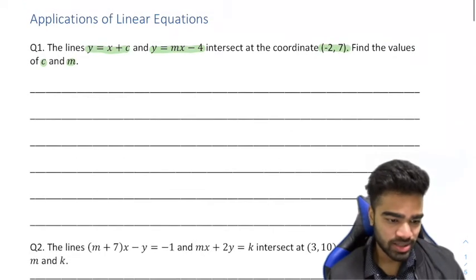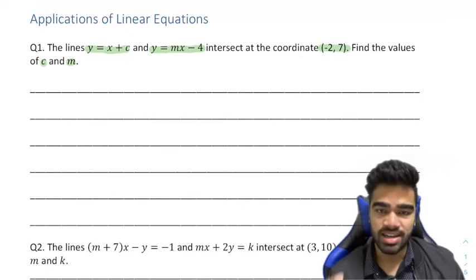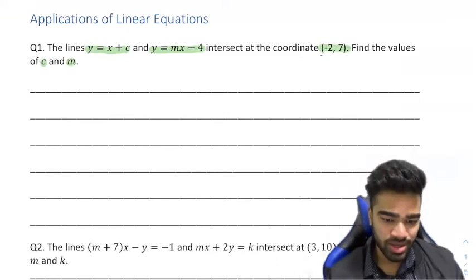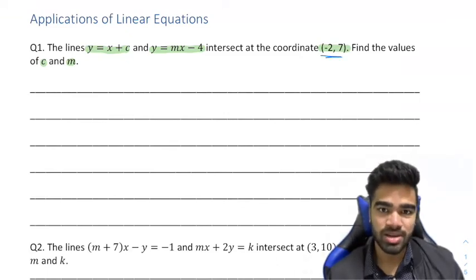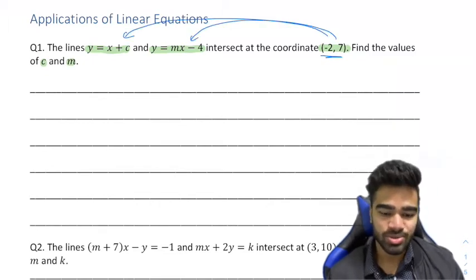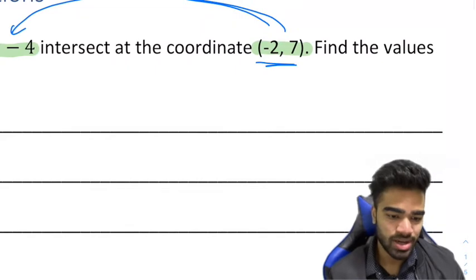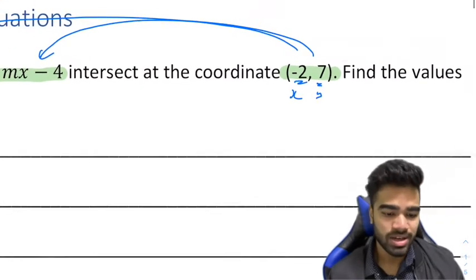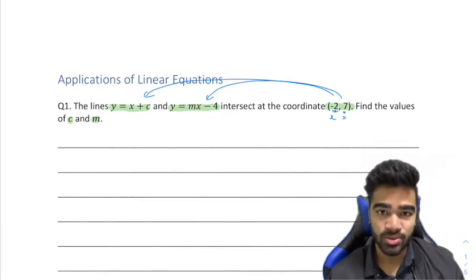Okay. So basically what this is saying, the intersect means they cross each other. At which coordinate? Negative 2 and 7. So pretty much what that means is they both go through negative 2 and 7, right? So this question is fairly simple. All you have to do is sub negative 2 and 7. So pretty much this is an x value and this is a y value. Sub both of them into the equations and solve.